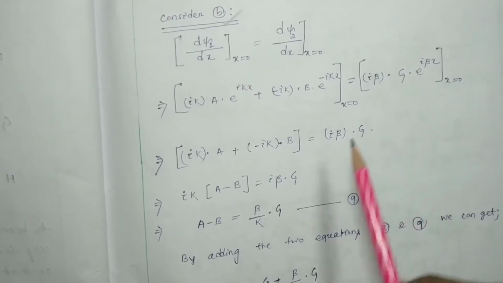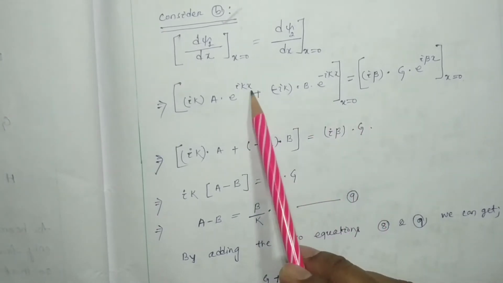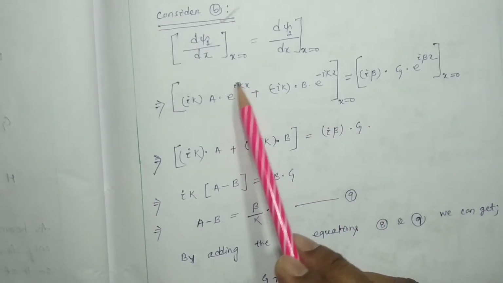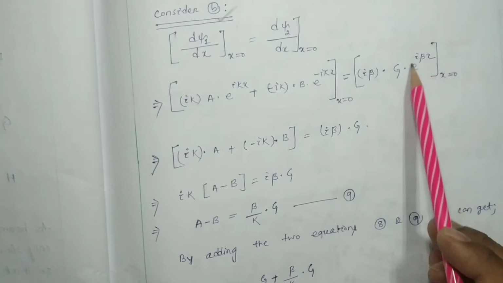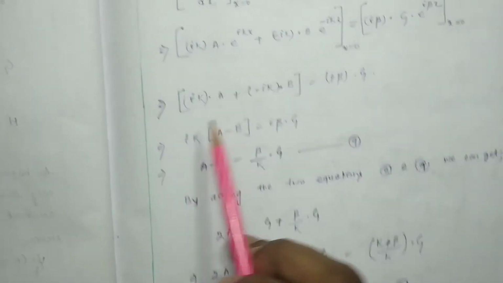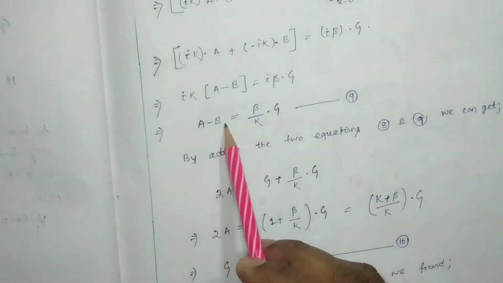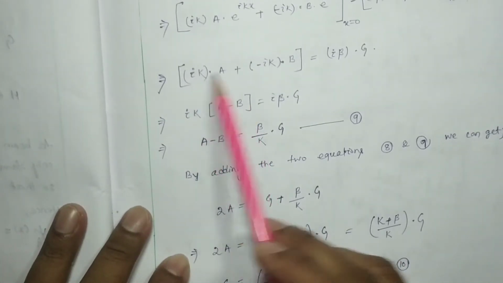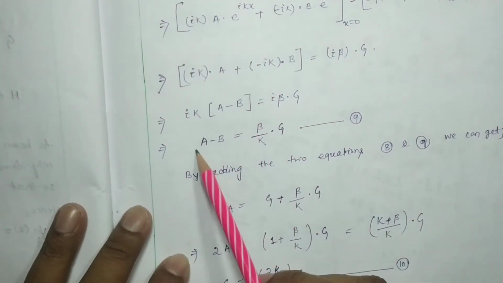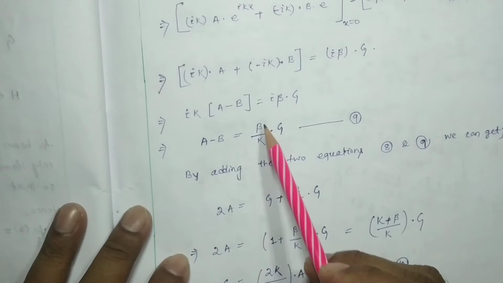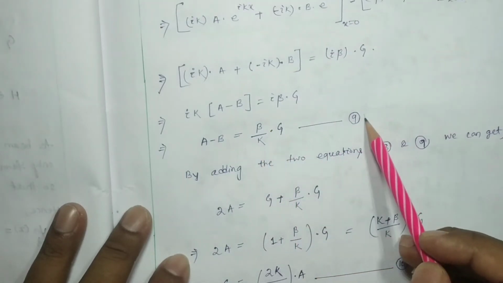So we put x equal to 0, then e to the power 0 will be 1, and we are going to find a minus b. These two steps are simple. So we found a minus b equal to beta by k into g. Let it be equation number 9.